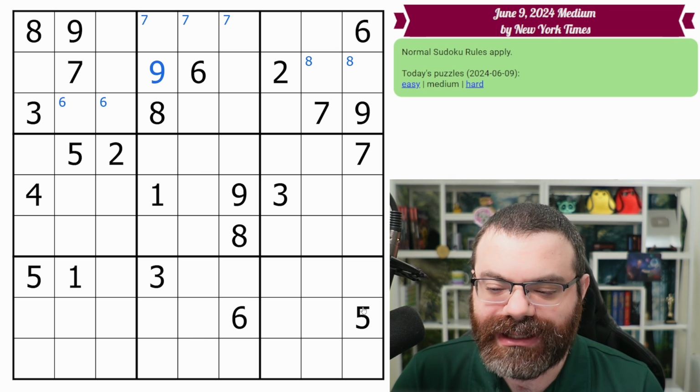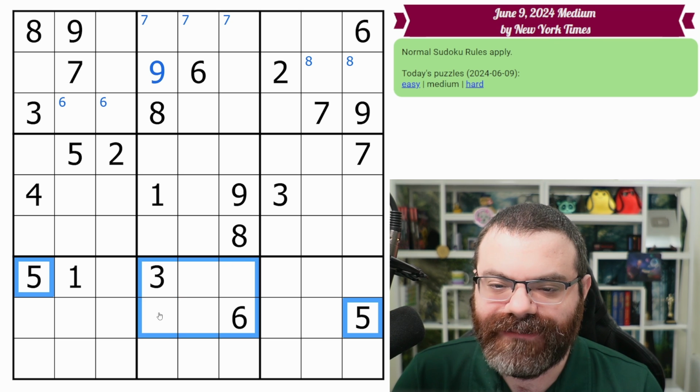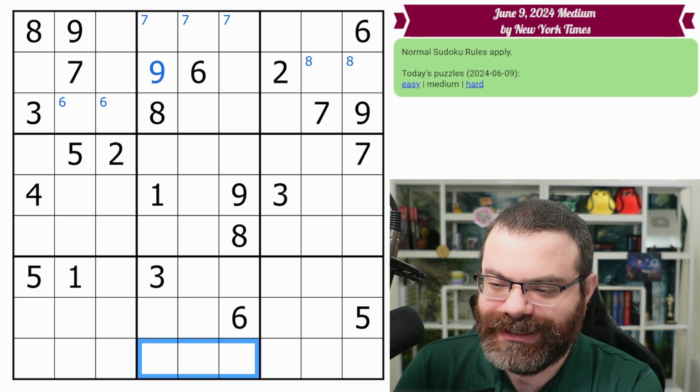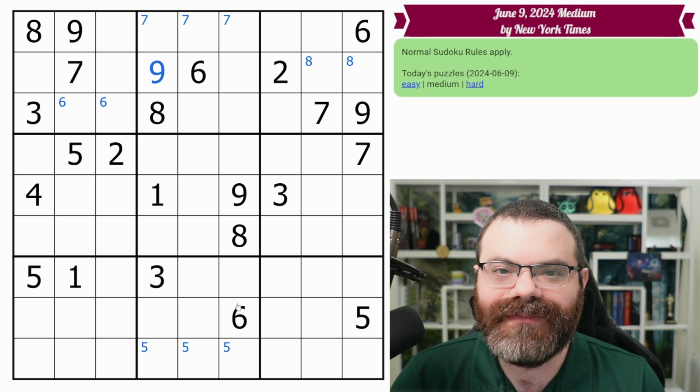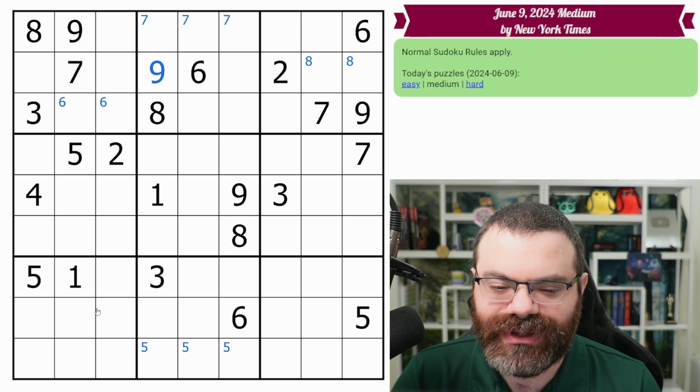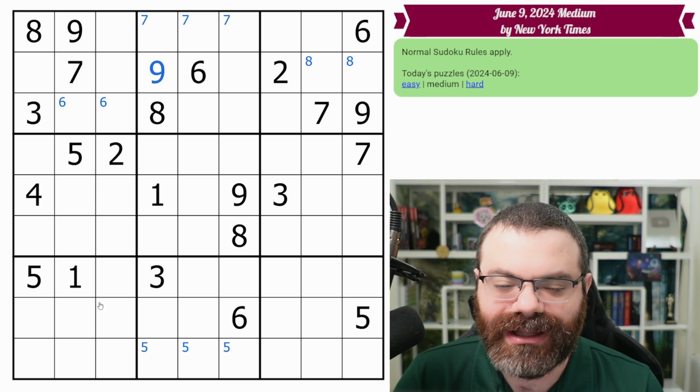In this band, you can see from this 5 that we do have a duplicate 5. 5 goes down here. Oops, not in all 3. 5 goes down there and corner marked. But I am not seeing anything else to do in this band either. So let's move on. Now we'll do stacks.